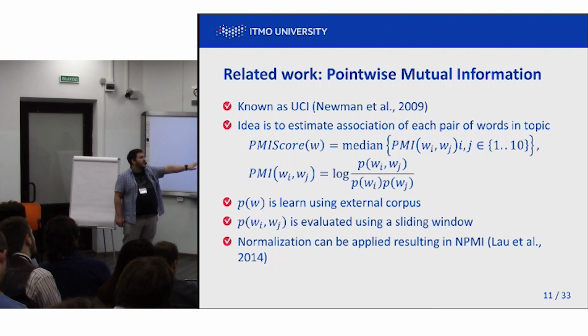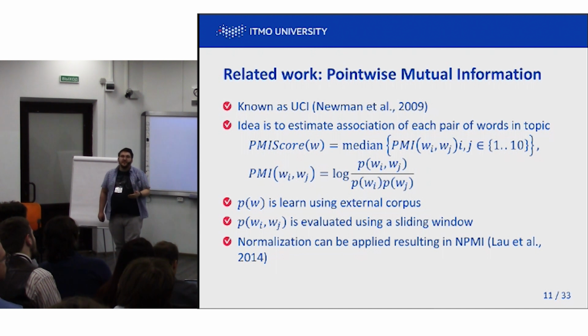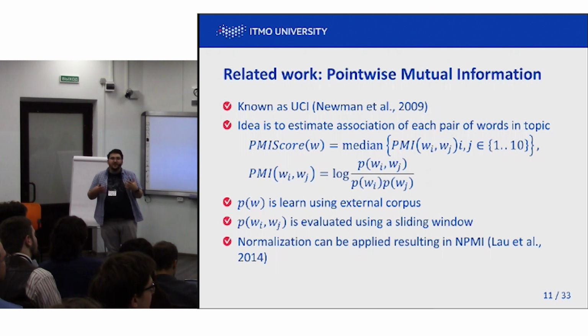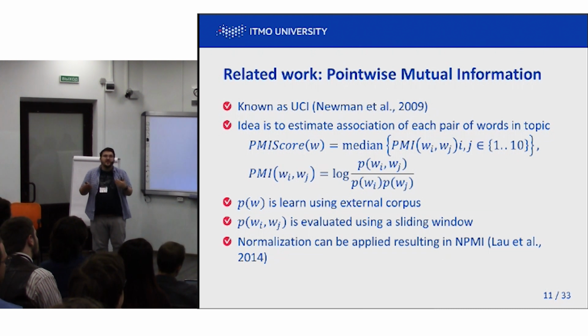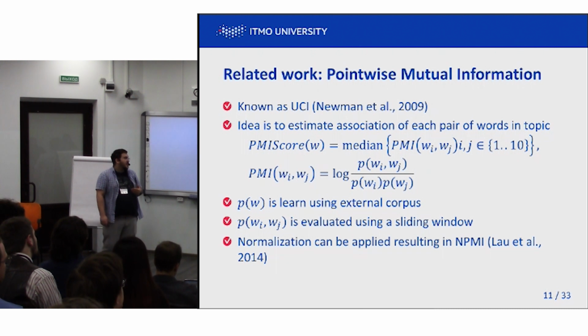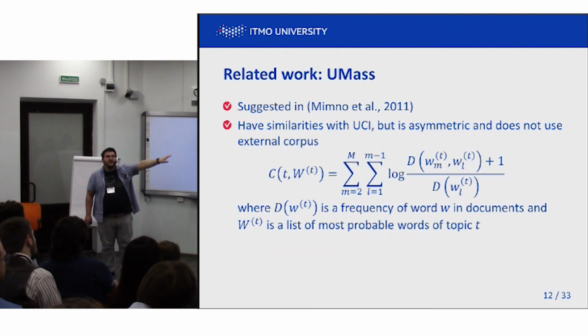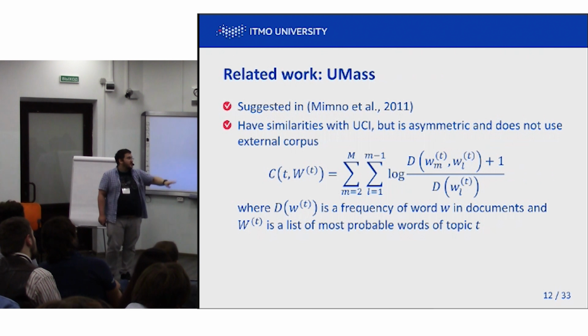The probability of observing words is estimated using some external corpus, because typically there are not so many words in the document collections we are working with to estimate probabilities. Also, there is an improved version of this measure called normalized pointwise mutual information, where we just add logarithms for each of the parts of the division.